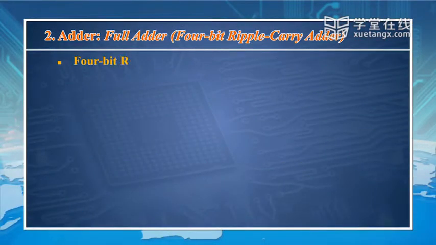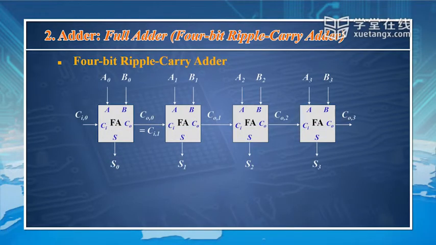Here, I would like to introduce the 4-bit ripple carry adder. This is a full adder. FA here stands for full adder, and which has 3 inputs: A0, B0, CI0, and also has 2 outputs, CO0 and S0.